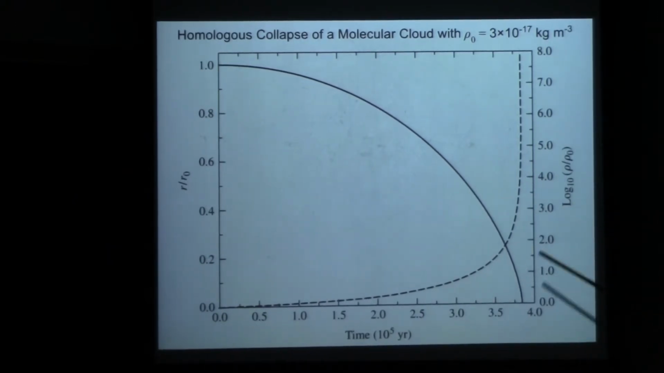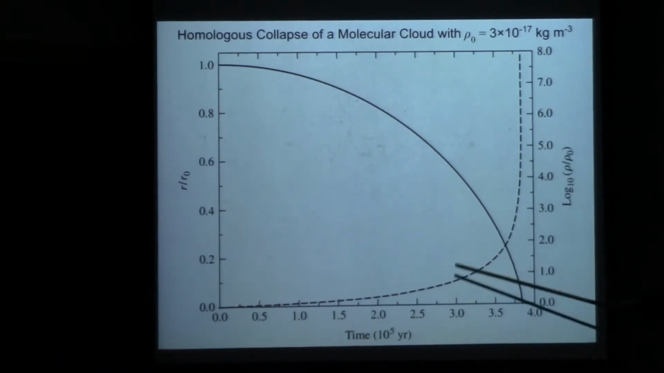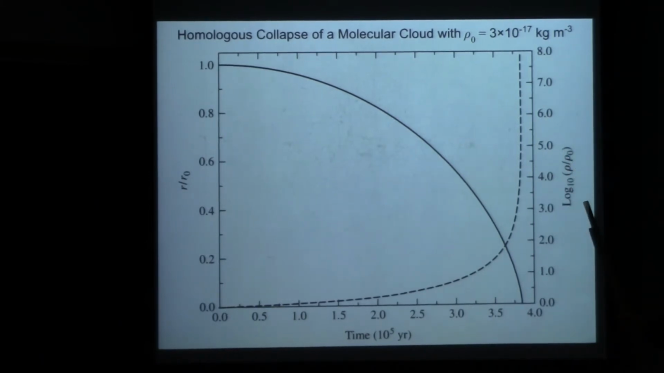And then this is the logarithm of the density over the initial density. It's going up to infinity because it's turning into a black hole, which isn't what really happens, because it becomes optically thick and pressure starts to balance gravity and it slows down and becomes a star. But if that didn't happen, the density would go to infinity, because this is saying it collapses to a point.